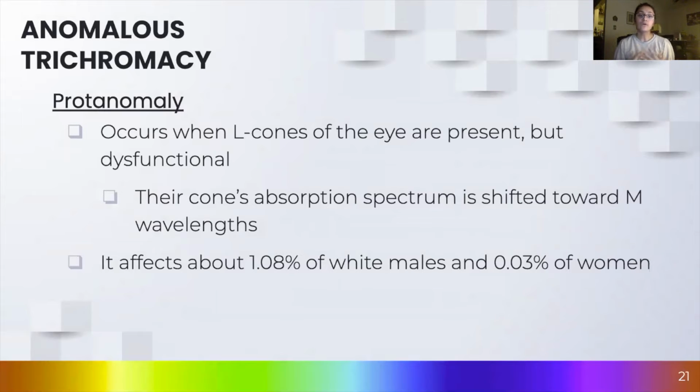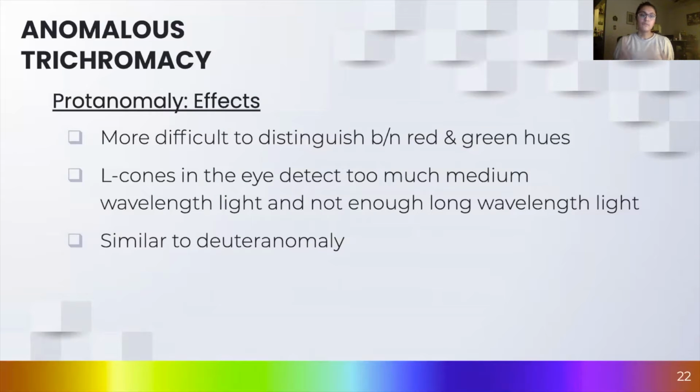Protanomaly occurs when L cones of the eye are present but dysfunctional. Their absorption spectrum is shifted to M wavelengths. It affects about 1.08% of white males and 0.03% of women. With protanomaly, it's more difficult to distinguish between red and green hues. L cones in the eye detect too much medium wavelength light and not enough long wavelength light. It's similar to deuteranomaly and what colors they can perceive and whatnot.